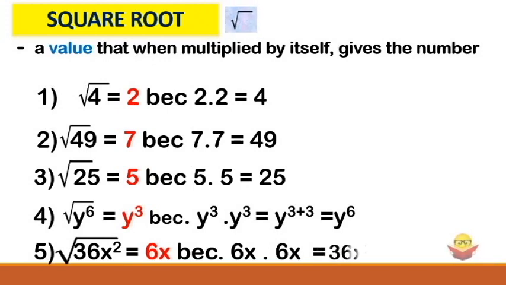So, just think of a number which when multiplied by itself will give the number. Finding the square root of a number is simply the opposite of squaring a number.